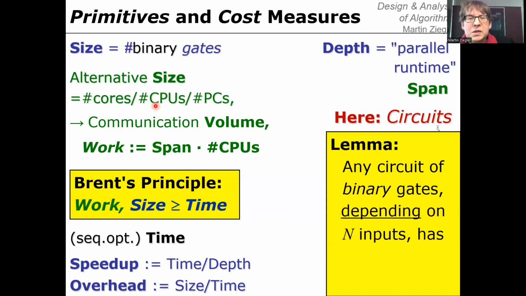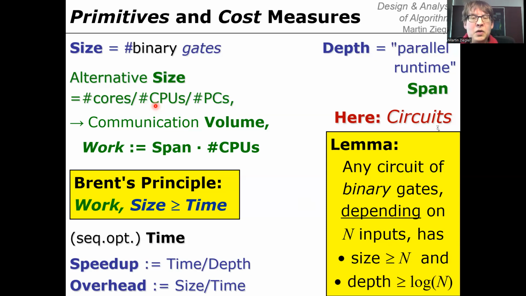And if furthermore such a circuit depends on all of its inputs, if there are no unnecessary inputs that are ignored for the output, then first observation, such a circuit must have size at least n. Well, every input must be somehow processed, must enter some gate, otherwise it's superfluous. And second observation, the depth must be at least log n, because the number of signals looking back from the root backwards can at most double in each stage until arriving at the leaves where the inputs are presented.